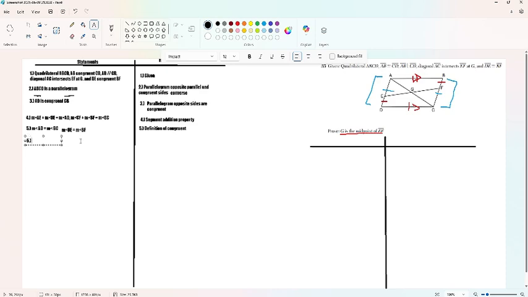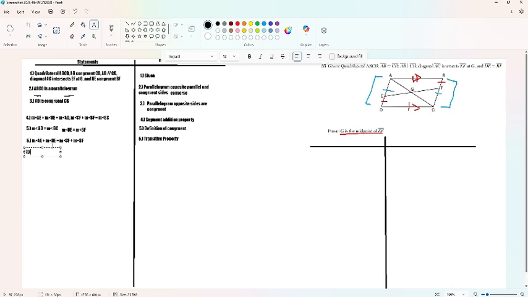Measure of AE plus measure of DE is equal to measure of CF plus measure of BF. Now this is the transitive property. My dad thinks something is funny, but math is serious, guys. Do not let him fool you.